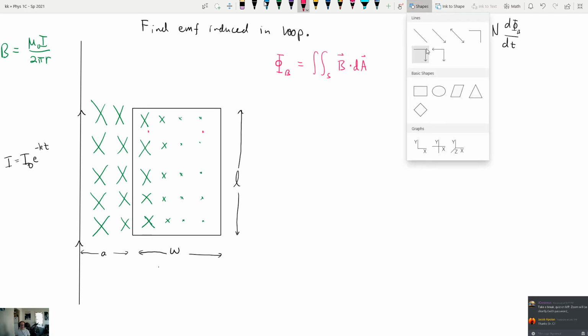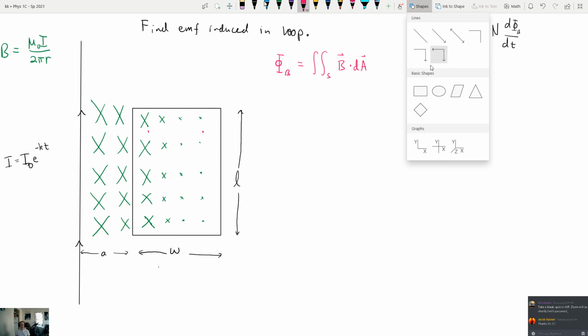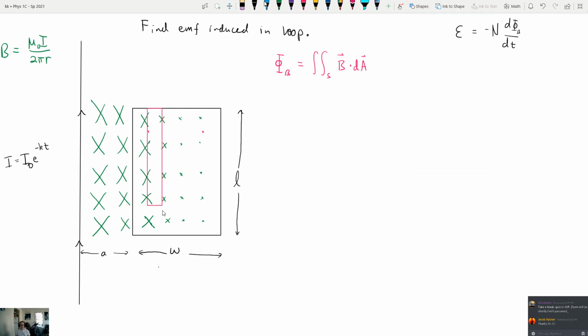So, much like we've done in the past, we're going to break our object up into slices that we'll call dA. So this is going to be like one slice that we cut out of our object here.